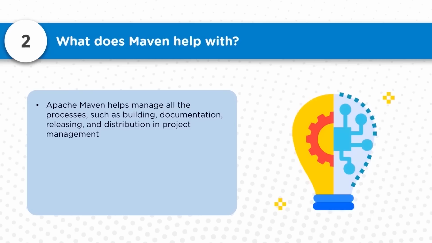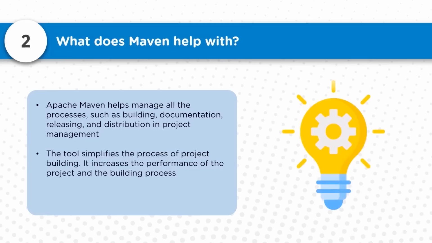Now let's talk about the next question. What does Maven help with? Apache Maven helps to manage all the processes such as build process, documentation, release process, distribution, deployment, and preparing the artifacts. All these tasks are primarily taken care of by Apache Maven. This tool simplifies the process of project building. It also increases the performance of the project and the overall building process. All these things are taken care of by the Maven tool.